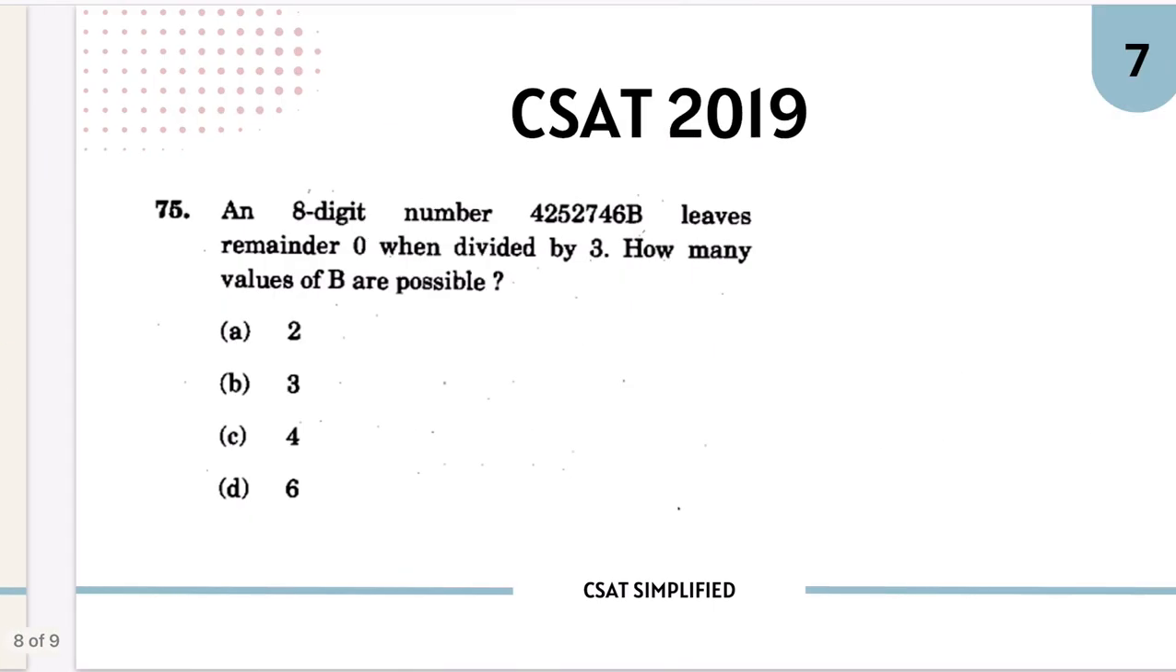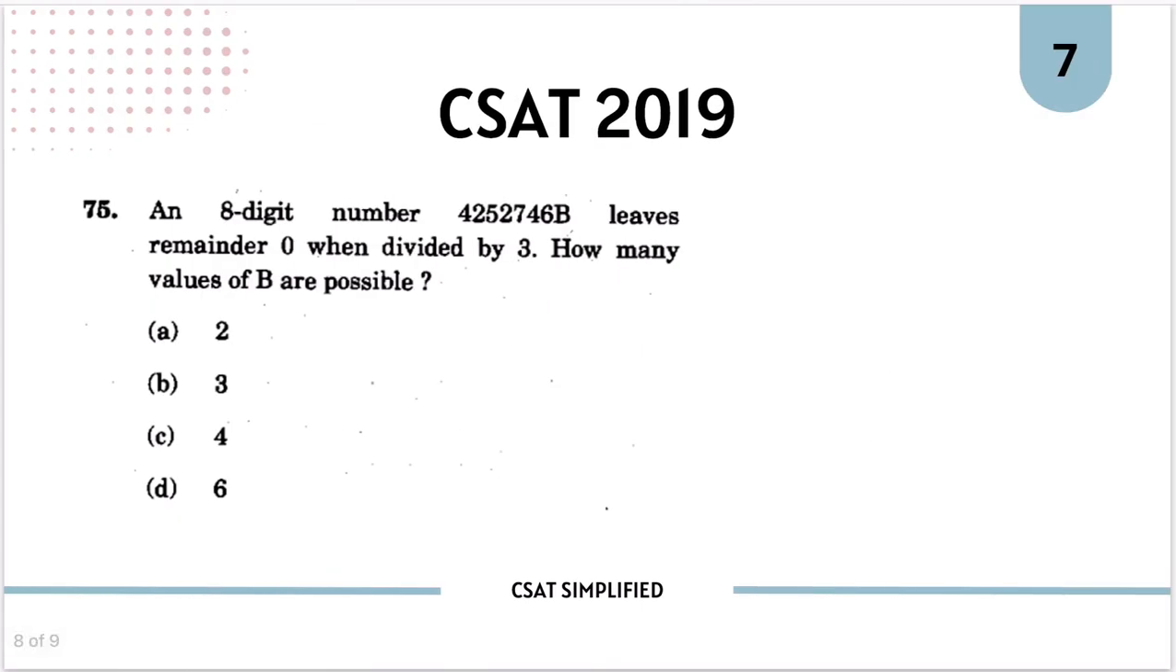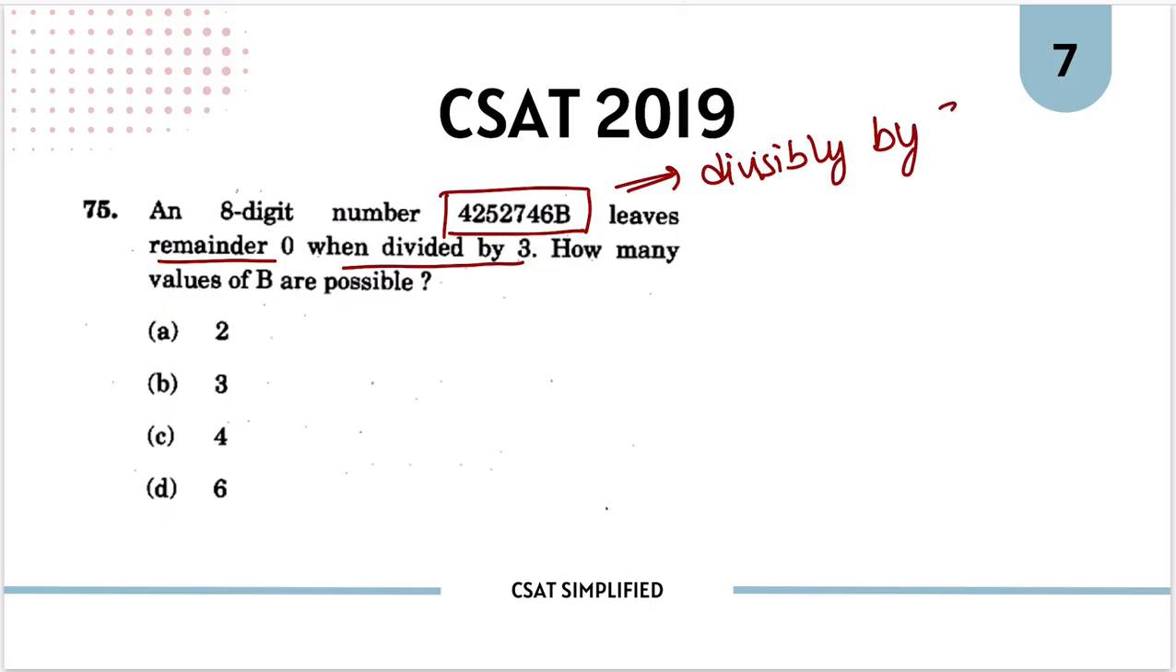Very important. Right? Now, let's see a question here. This is CSAT 2019. Very easy. Now you know the divisibility rule of 3. Let's see. An 8-digit number is given to you. This number leaves remainder 0 when divided by 3. So can we say this number is divisible by 3? Correct?